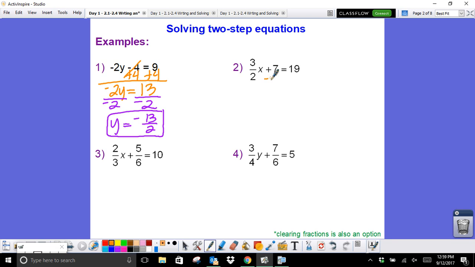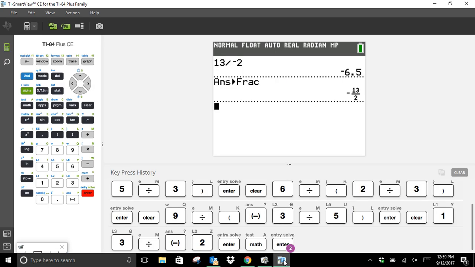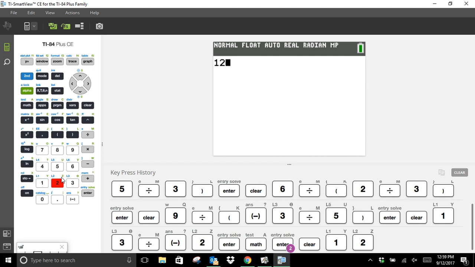Number 2, I'm going to subtract 7 from both sides. That gets me 3/2x equals 12. Now we're going back to, you get to choose your way to solve this. Do you want to divide off the fraction, or do you want to multiply by the reciprocal? And I like to divide off the fraction, because that way I didn't have to change the number at all. I'm just dividing. So I'm going to go in here, and I'm going to do 12 divided by 3/2.